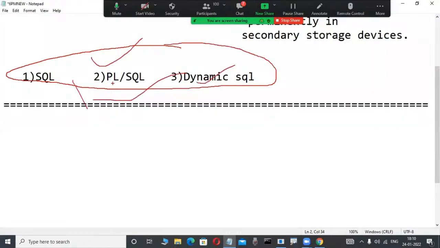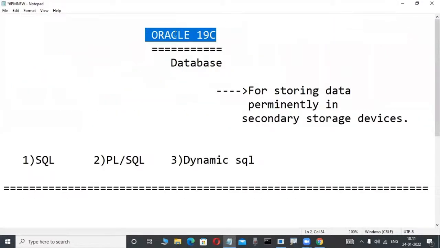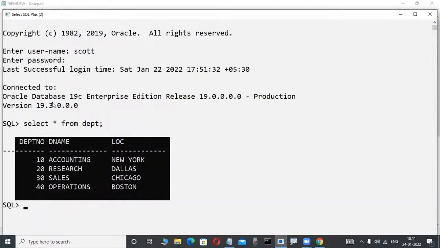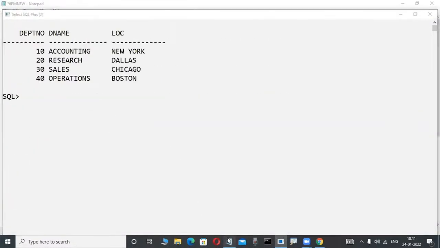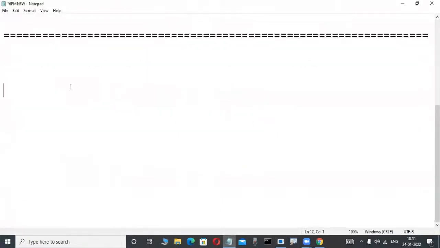Through these languages we operate these types of products. Up to this point I told you in the previous classes. Now concentrate here. This is a demo class, something I'm telling only.